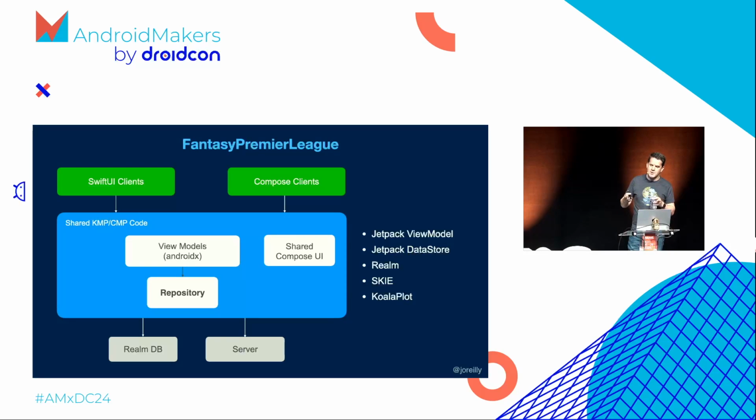In this case here for the player details screen, as we'll see shortly. In this section, we're going to talk a little bit about use of the aforementioned Jetpack ViewModel, data store, Realm, SKIE, and this CMP library called KoalaPlot. So quite a few things.